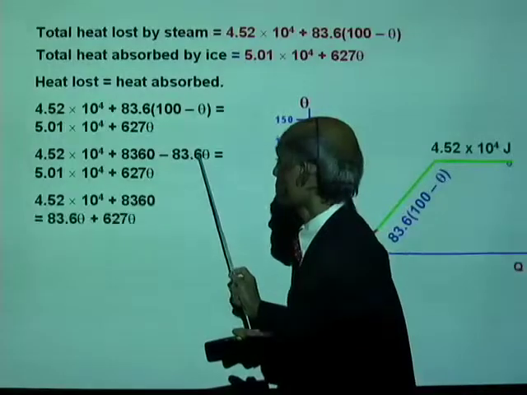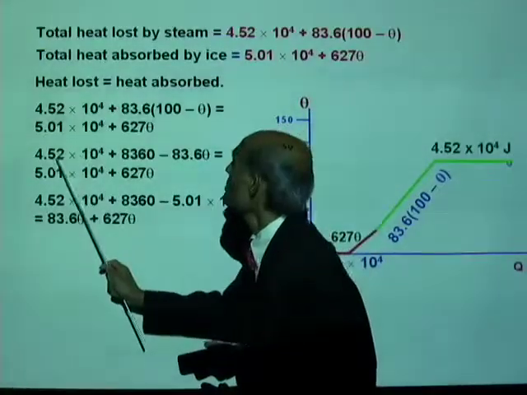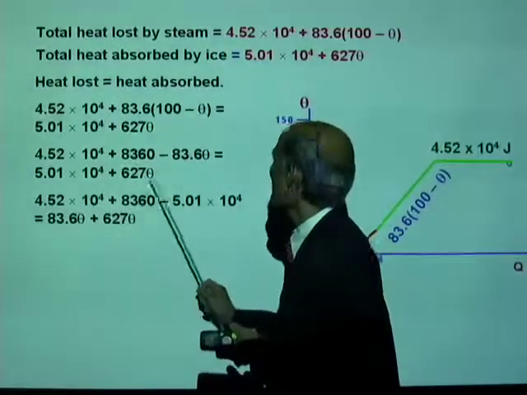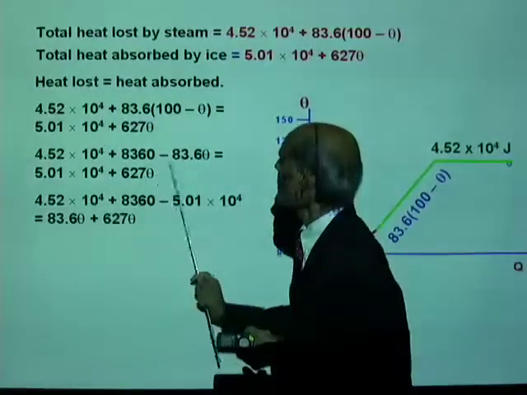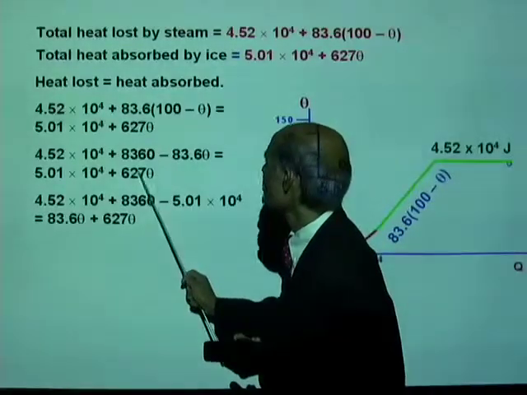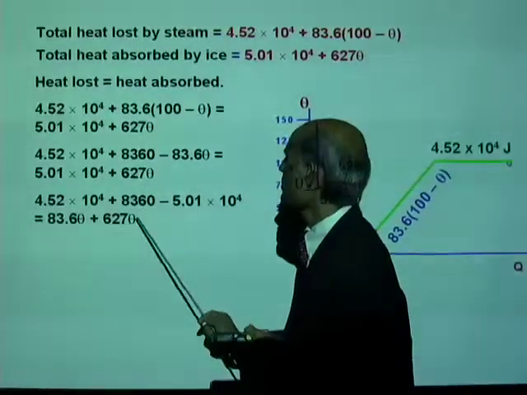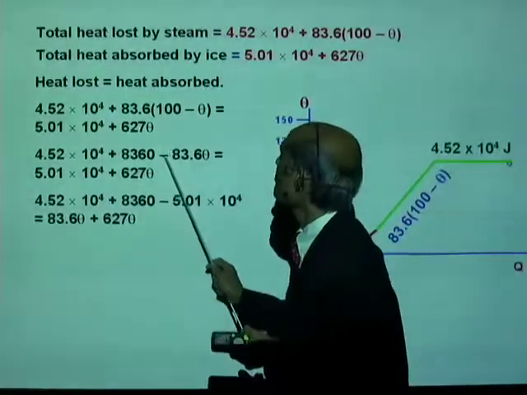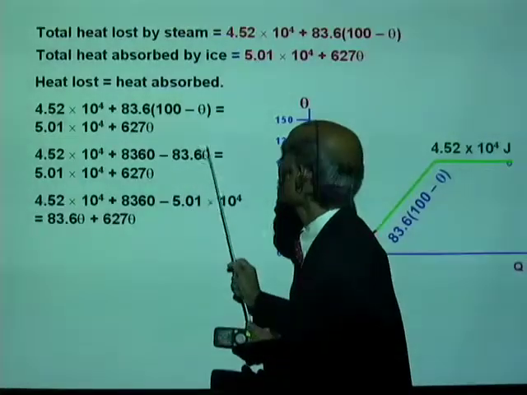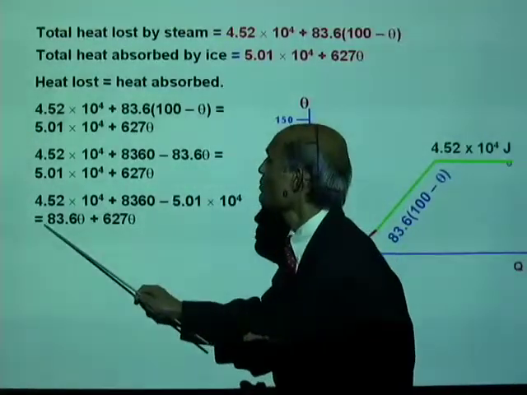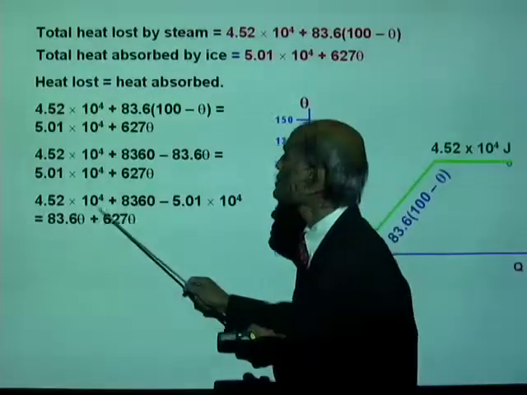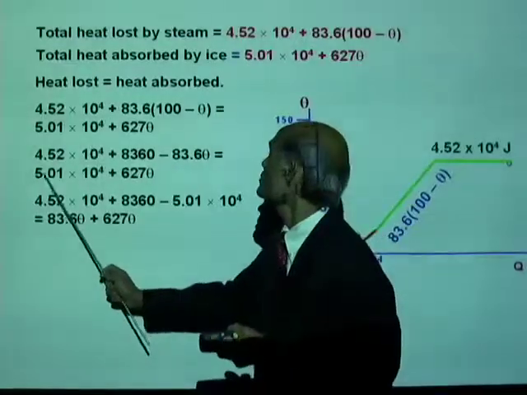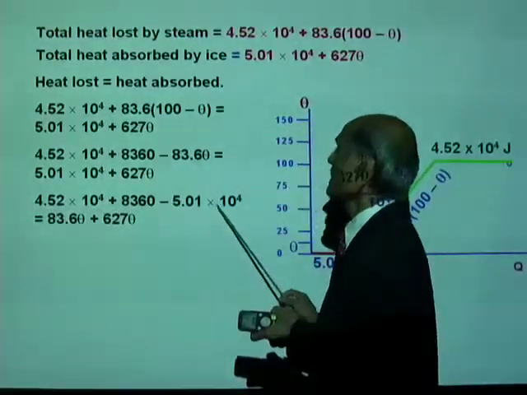And now leave the numbers on this side and take the theta values on one side. What does that give you? 627 theta is on the right side. Move that negative 83.6 theta to the right side. The right side becomes 83.6 theta plus 627 theta. And move all the numbers to the left side, and that's what you get.